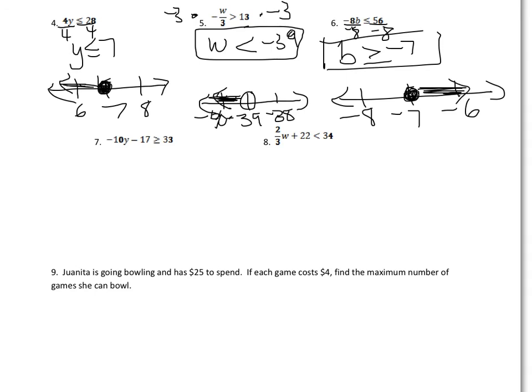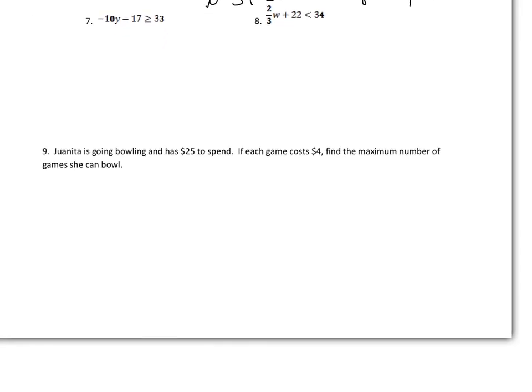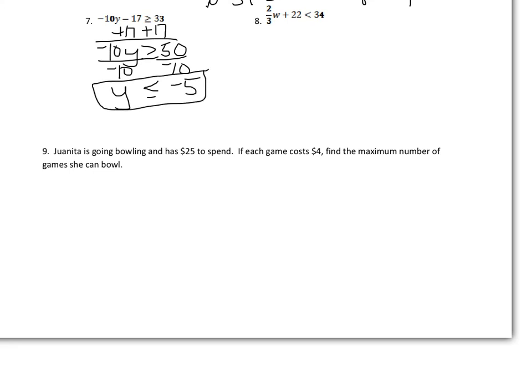Okay. Number 7 here. Let me move this up. We'd start with adding 17 because we got to add or subtract first. So we'd have negative 10y is greater than or equal to 50. Then we divide by a negative 10, and since we're dividing by a negative, we got to flip the direction of the inequality. And we'd have y is less than or equal to, excuse me, negative 5. Drawing this on a number line, negative 6, negative 5, negative 4, we'd have a closed circle on negative 5, and y is less than that, so arrow to the left.